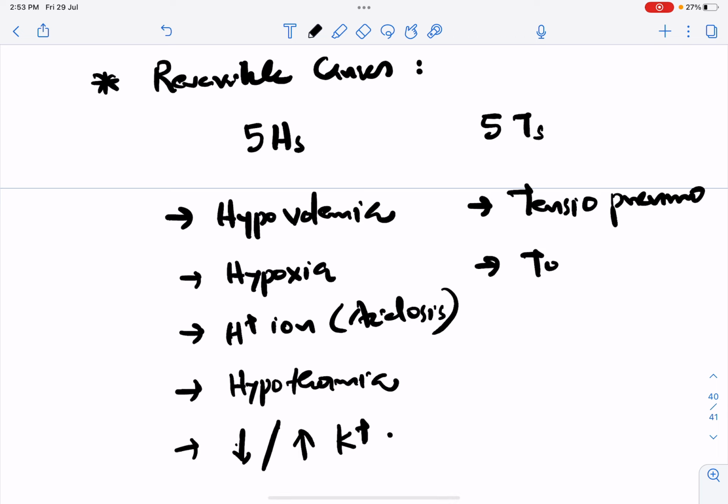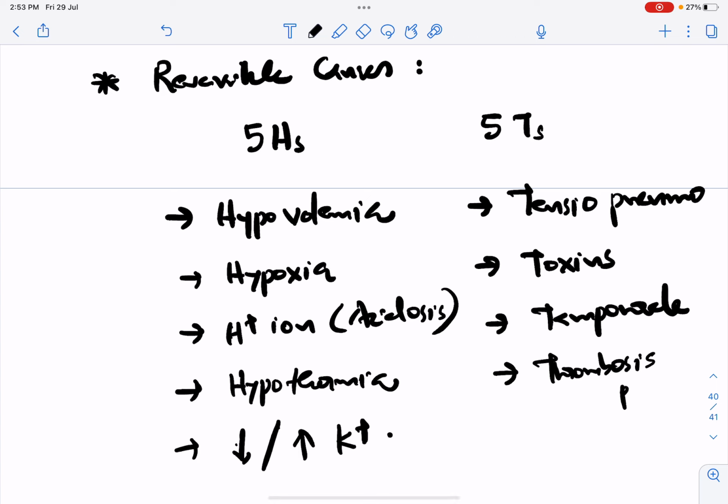and toxins. The third T is tamponade, like cardiac tamponade. The fourth one is thrombosis, pulmonary thrombosis. The fifth one is also thrombosis; here it is coronary thrombosis, ACS. Okay, these are the reversible causes of cardiac arrest.